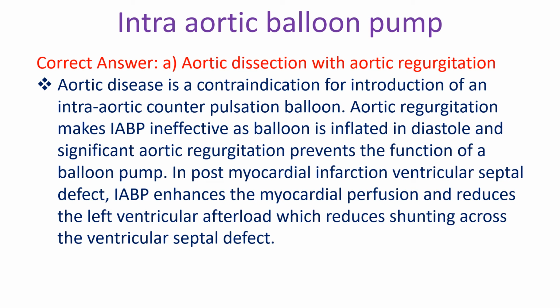Aortic disease is a contraindication for introduction of an intra-aortic counterpulsation balloon. Aortic regurgitation makes IABP ineffective as the balloon is inflated in diastole, and significant aortic regurgitation prevents the function of a balloon pump. In post-myocardial infarction ventricular septal defect, IABP enhances the myocardial perfusion and reduces the left ventricular afterload, which reduces shunting across the ventricular septal defect.